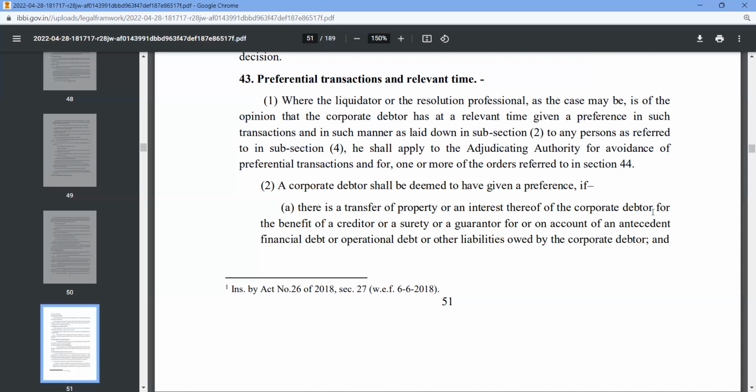So what you are doing? You are converting an existing liability into some other form. Earlier, it was redeemable convertible debentures, but since the company did not have the funds to pay, it converted them into a loan. So the earlier transaction will be known as the antecedent financial debt. It need not be necessarily a financial debt. It could be an operational debt also, for or on account of an antecedent financial debt or operational debt or other liabilities owed by the corporate debtor.